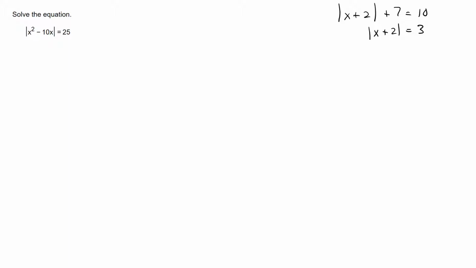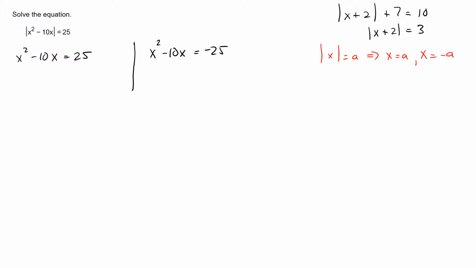And so we're going to break this up into two equations. The first equation we just copy without the bars, and the second equation we copy without the bars, but we make the number on the right negative. In general, whenever we're solving absolute value of x equals a, where a is a positive number, we rewrite this as x equals a and x equals negative a. So we break it up into two equations without the absolute value bars, and we solve the two equations individually.